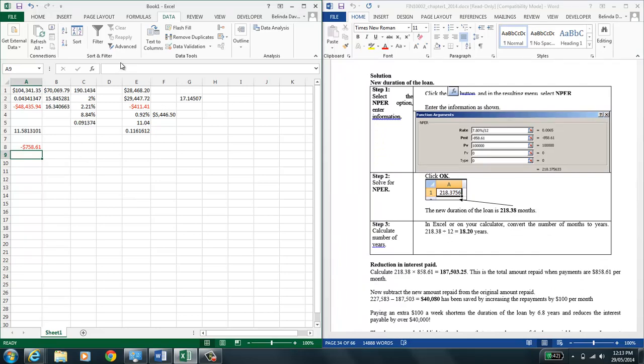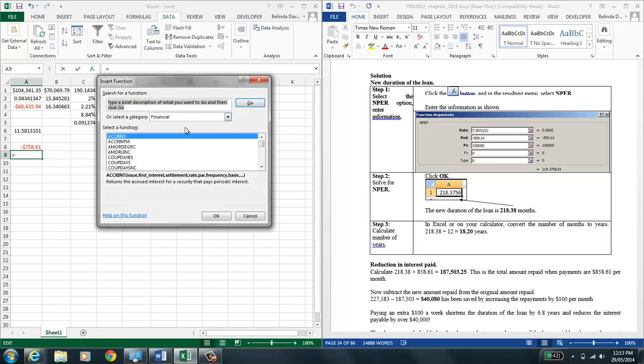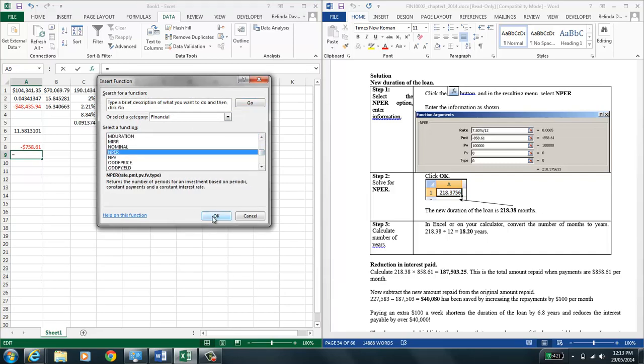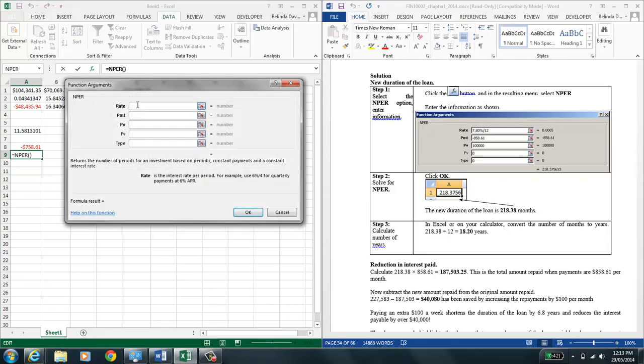Okay, so we'll go to function. We're going to start with calculating the duration of the loan. So we'll go down to NPER. Now the rate was 7.8%, 0.8% per month, so compounded monthly, 12 months.